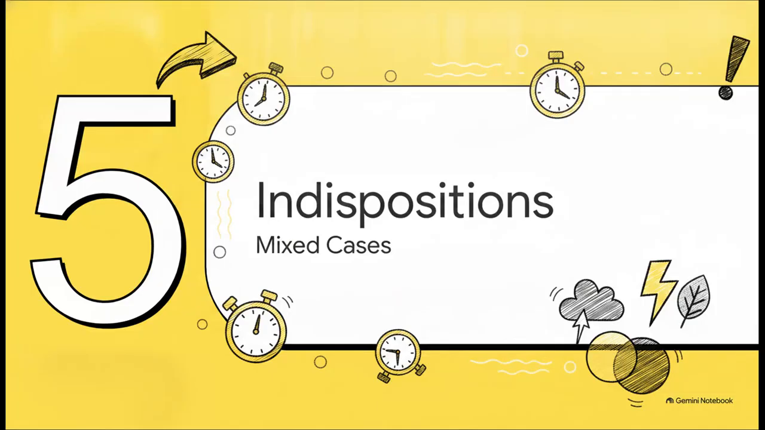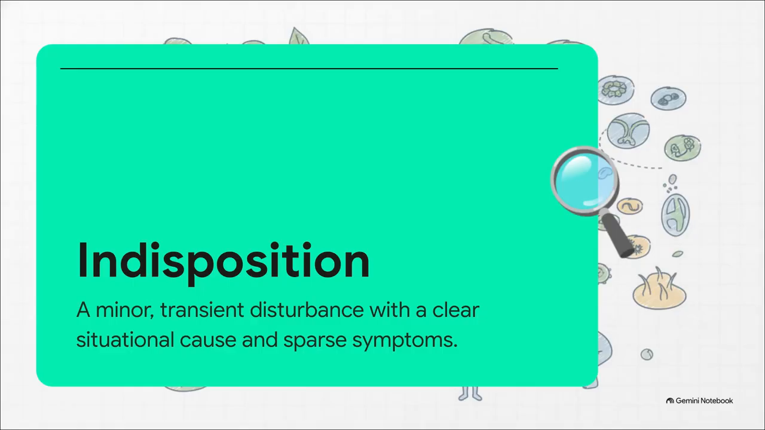And finally, we arrive at our last branch of the map, Section 5, Indispositions and Mixed Cases, Distinguishing False Alarms. So, Aphorism 150 actually warns practitioners not to overinterpret every little ache and pain. This introduces the concept of an indisposition, a minor, transient disturbance with a very clear situational cause. Think of getting a headache from a really bad night of sleep or digestive upset from overeating. It has very sparse symptoms and it just resolves on its own once the cause is corrected. It's essentially a false alarm, definitely not a deep constitutional disease.